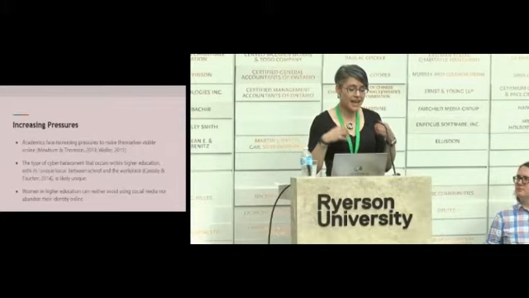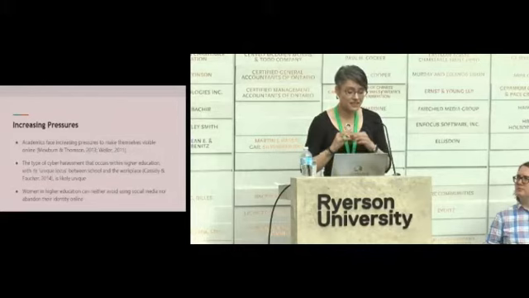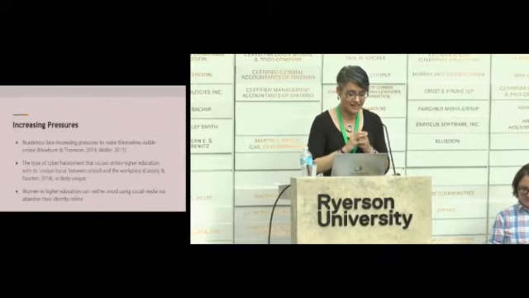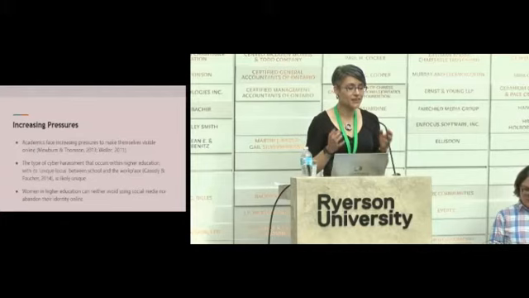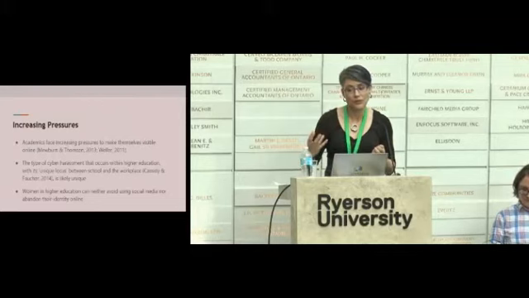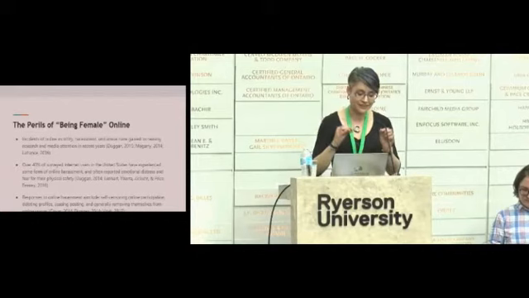And there is a type of cyber harassment that has been studied in higher education, and it's considered to have a unique locus between school and the workplace, right? Because higher education is unique in that way. And this means that women in higher education can neither avoid using social media nor abandon their identity online. Abandoning your identity is one measure that often people use when they're being subject to harassment online, but as an academic, you can't always do that. So let's talk a little bit more about this.